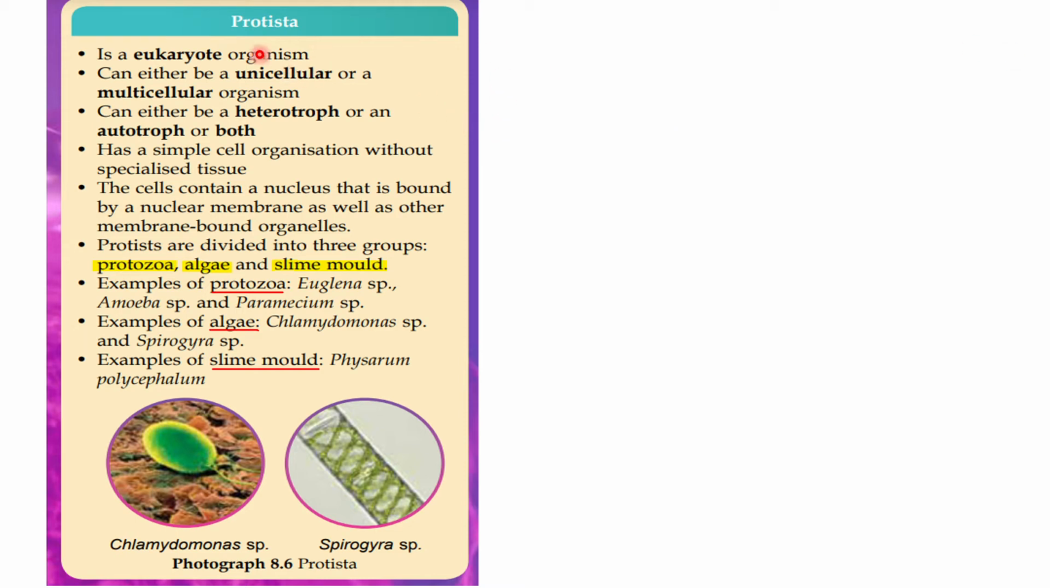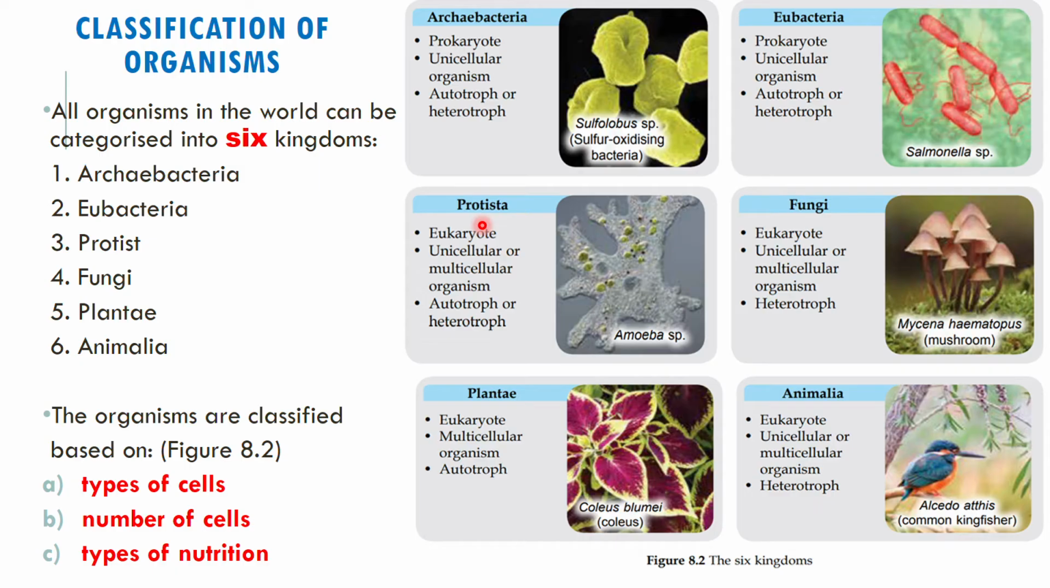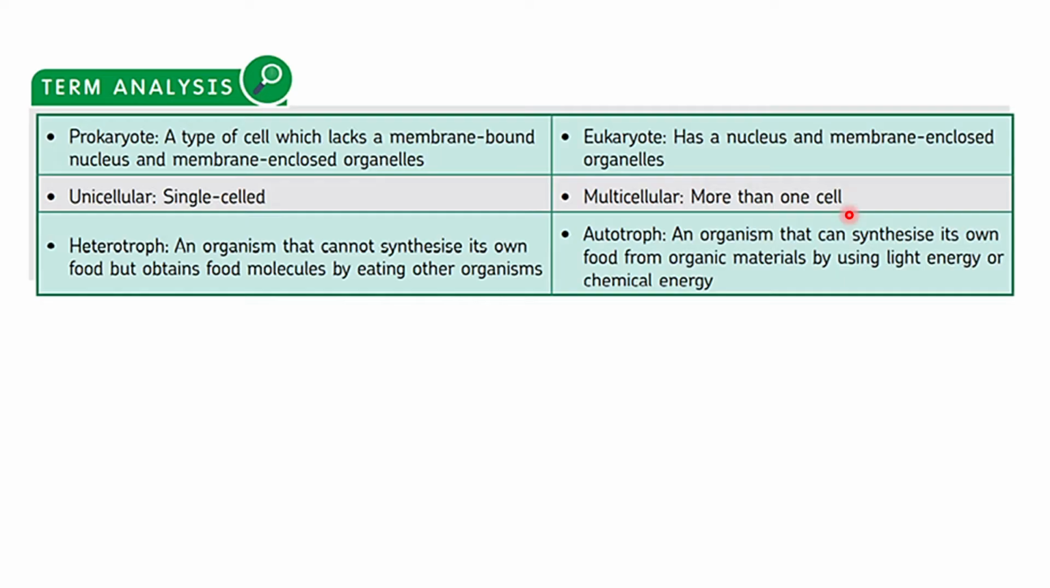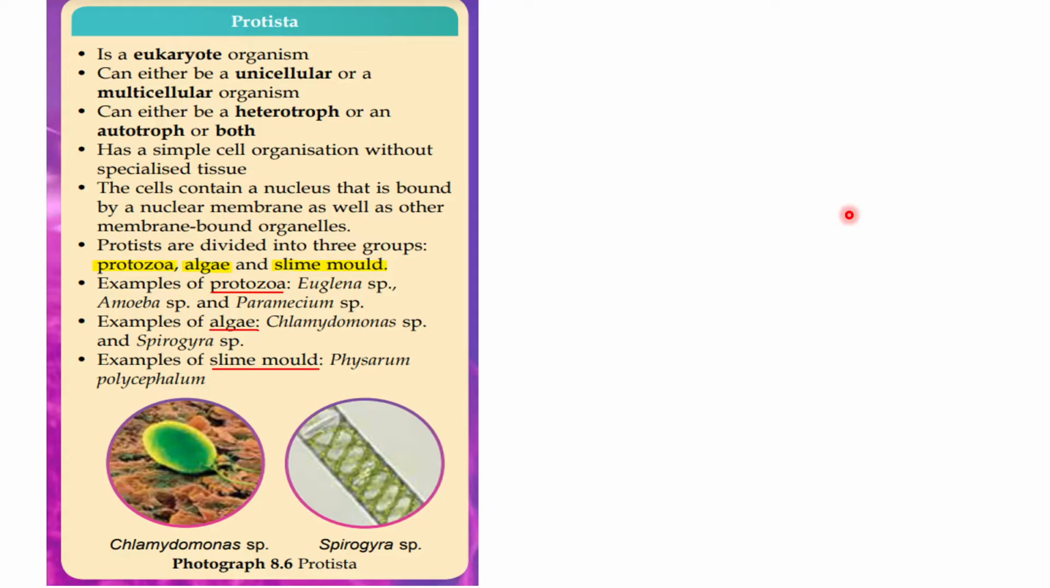Okay, now welcome back. Let's continue our discussion on the six kingdoms. In the previous lessons, we have talked about archaebacteria and also eubacteria. So in this video, we will be focusing on another two of this kingdom, which are the Protista and also the fungi. Okay, so let's go to Protista first.